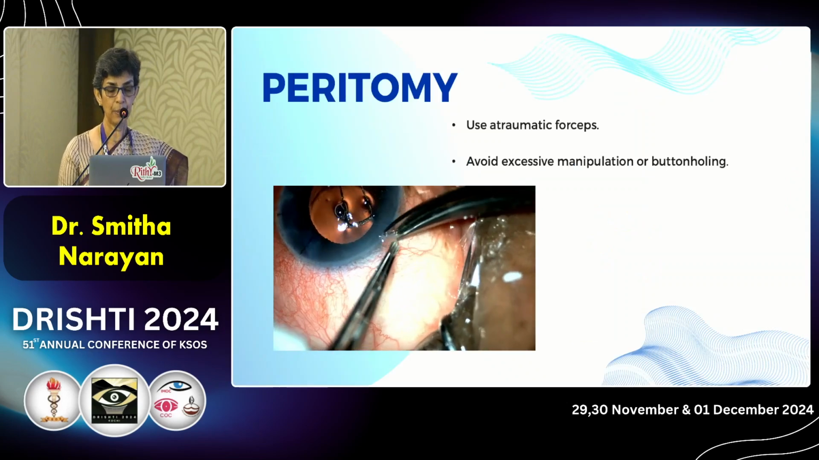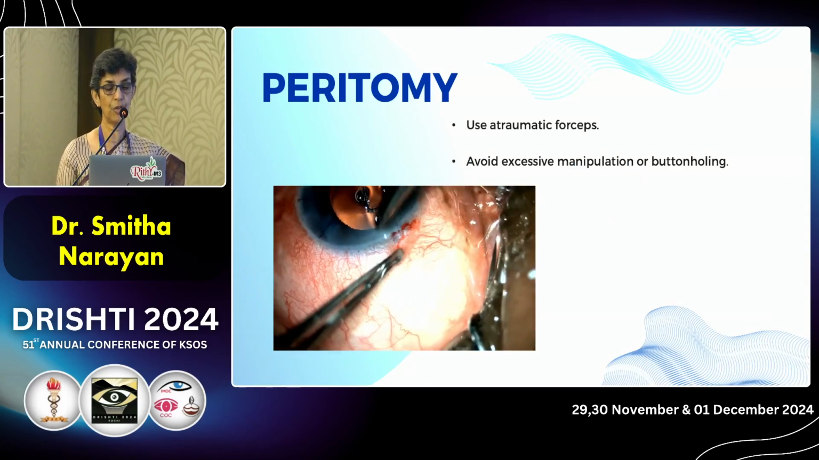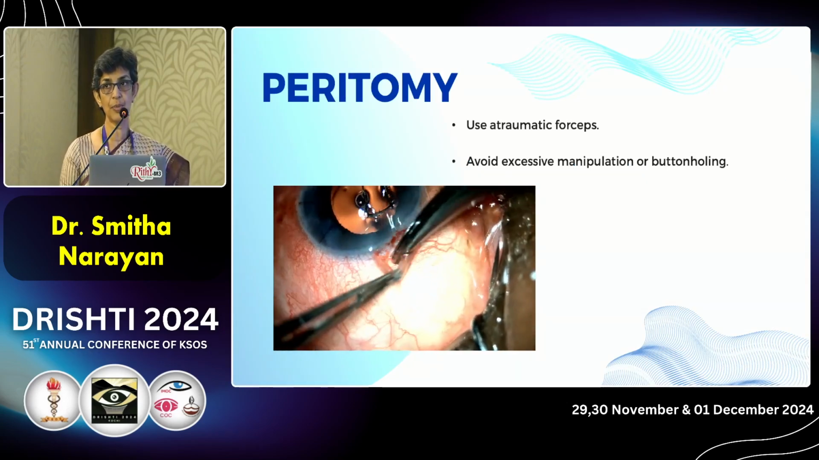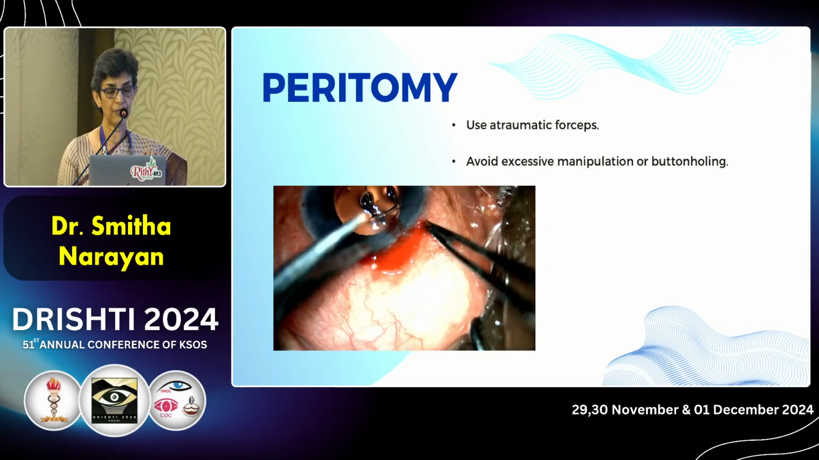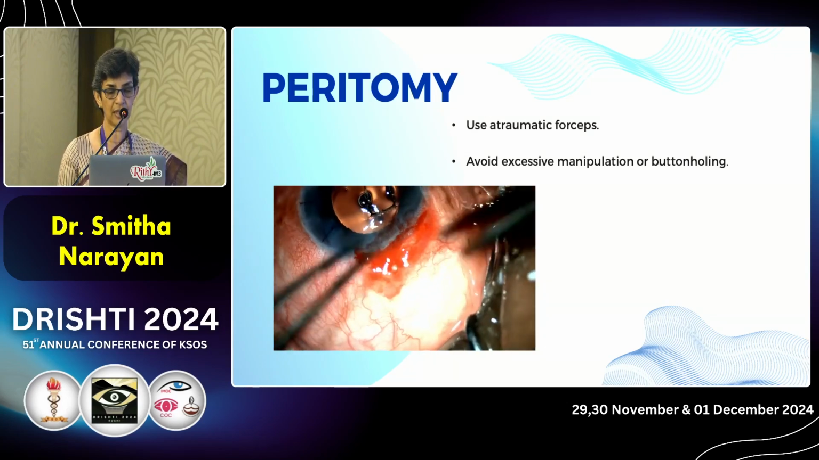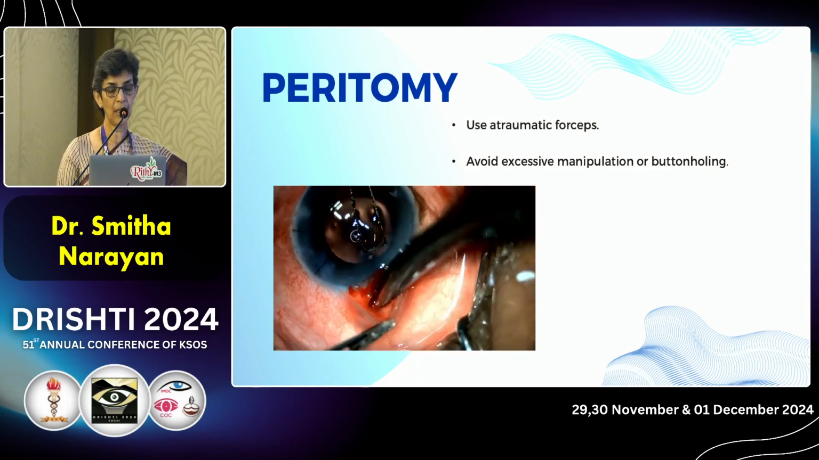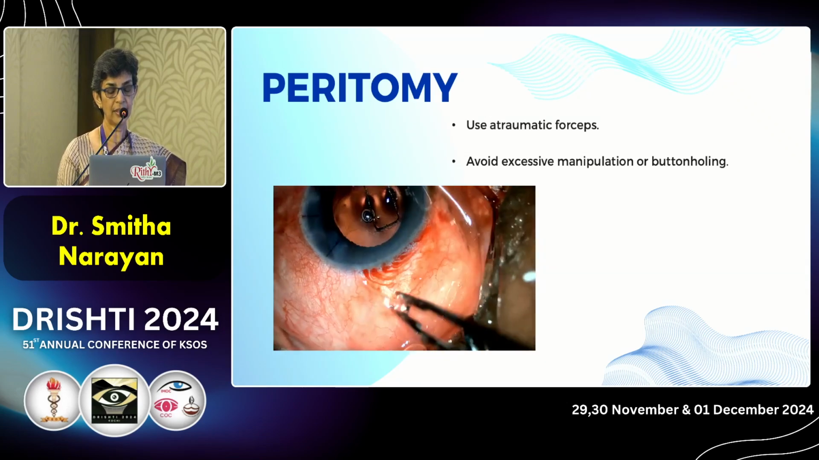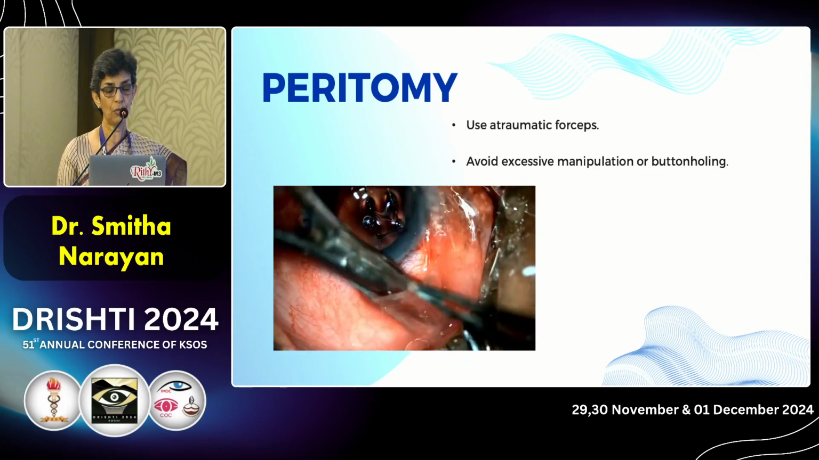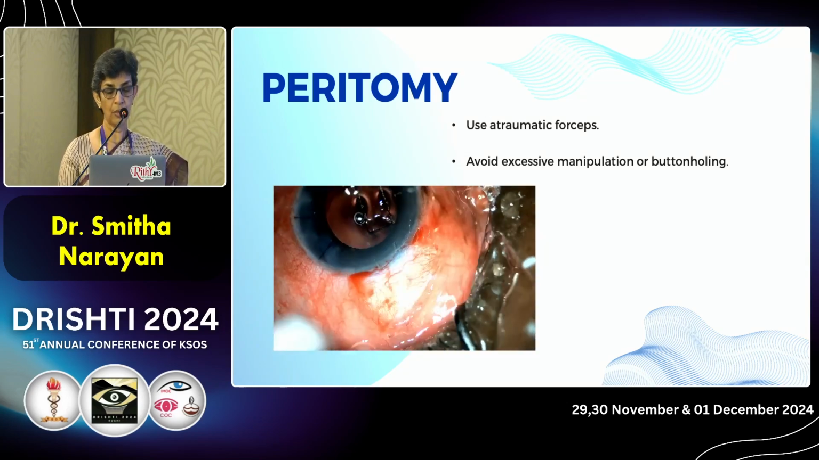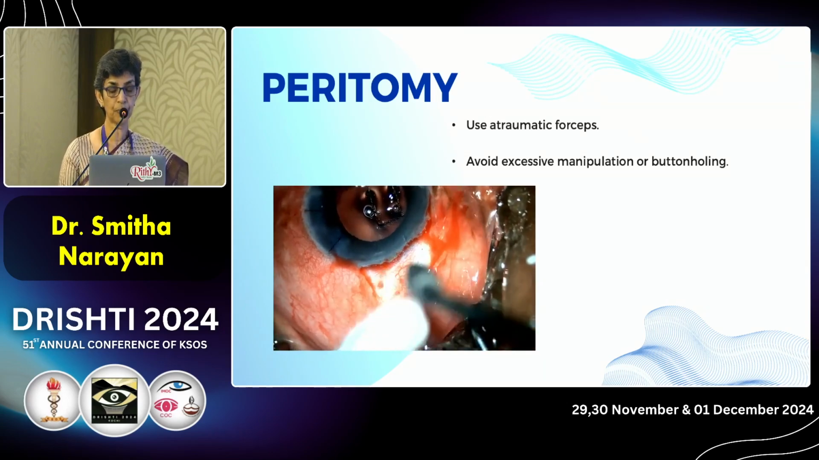A peritomy can be performed using, I prefer to use, Vannas scissors and an atraumatic forceps like the Pierce-Hoskins forceps. I do not use the Lim's forceps because of its toothed nature. About 5 to 6 millimeters of the conjunctiva is cut. Avoid excessive manipulation or buttonholing, and then I close the blades of the Vannas scissors and dissect under the incision in all the directions possible, so as to allow for the mitomycin C to act, especially if I am using sponges.